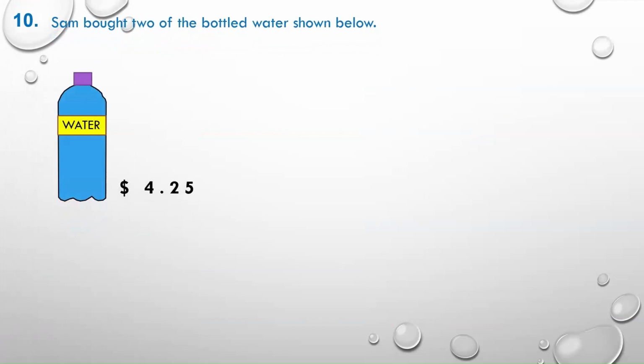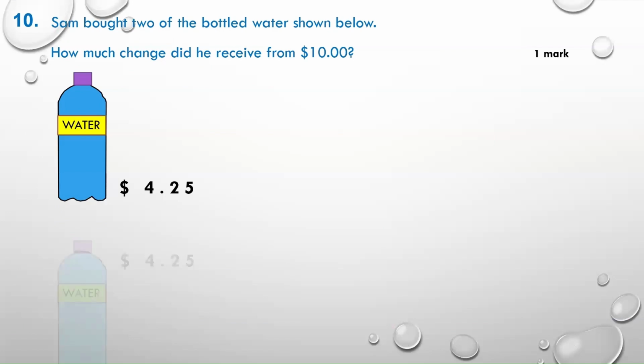Right, let's go on to number 10, which carries us to half of the section. Sam bought 2 of the bottled water shown below. So we have a bottled water, and the cost is $4.25. How much change did he receive from $10? So if we have one bottled water, it's $4.25, and he bought how many? He bought 2 of them.